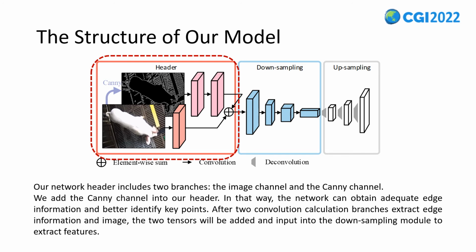As shown in the figure, our network header includes two branches, the image channel and the Canny channel. We add the Canny channel into our header. In that way, the network can obtain adequate edge information and better identify key points. After two convolution calculation branches extract edge information and image, the two tensors will be added and input into the downsampling module to extract features.